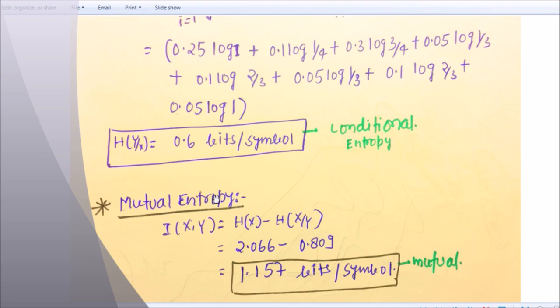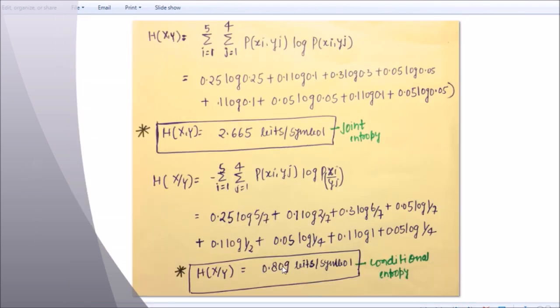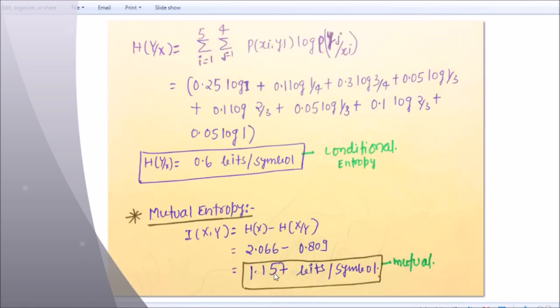Now, what is mutual entropy? Mutual entropy is Ixy is equal to Hx minus Hx divided by Y. Hx is 2.066 minus 0.809, okay? So, 1.157 bits per symbol, okay? Hx by y, say it is 0.809, okay? So, you got it, 1.157 bits per symbol.